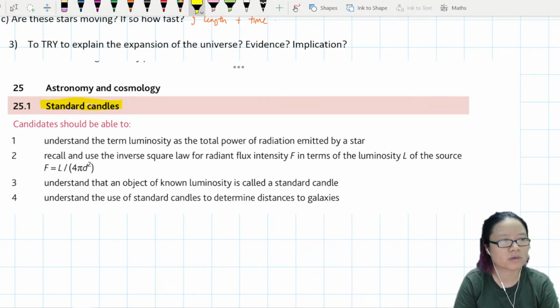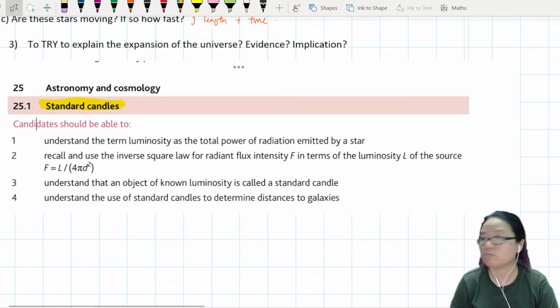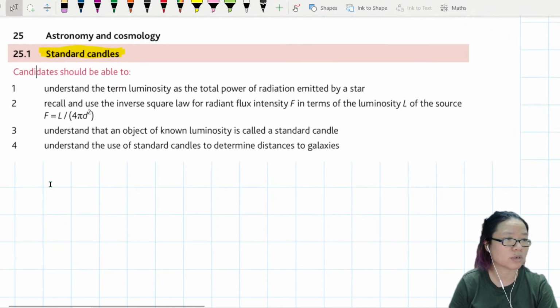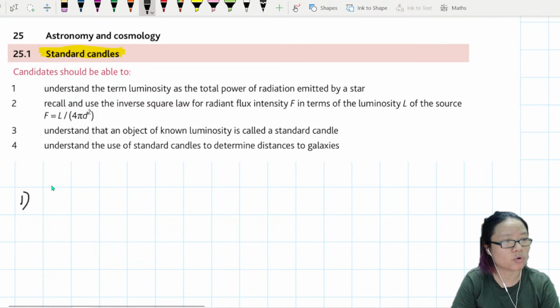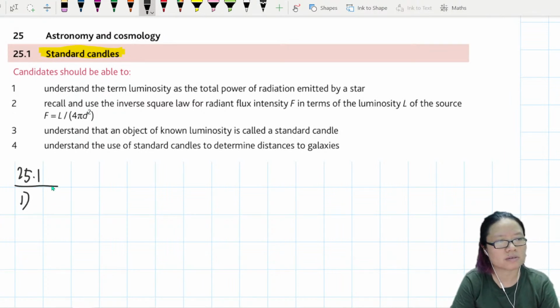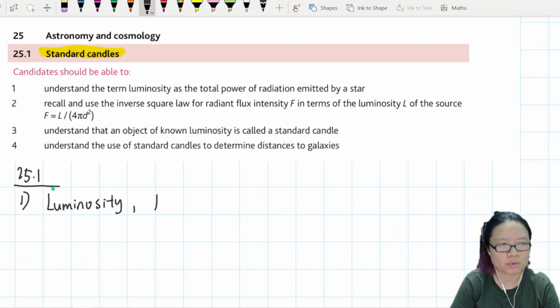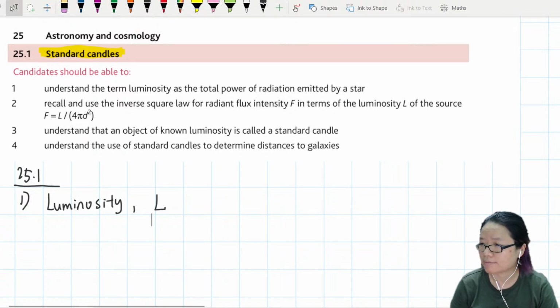Okay, so there are a few things that we need to know, and I will write them down. Okay, and then we will refer them to the syllabus later. The first thing that you need to know in 25.1 is luminosity. The symbol that we will give this is obviously L.